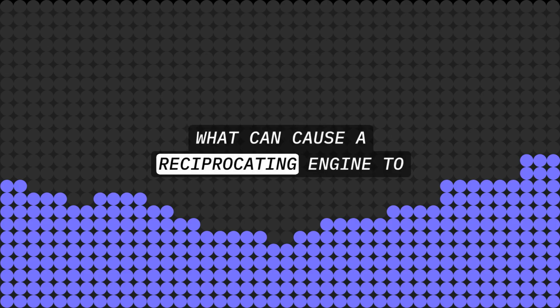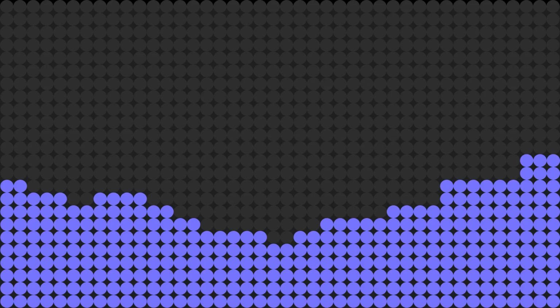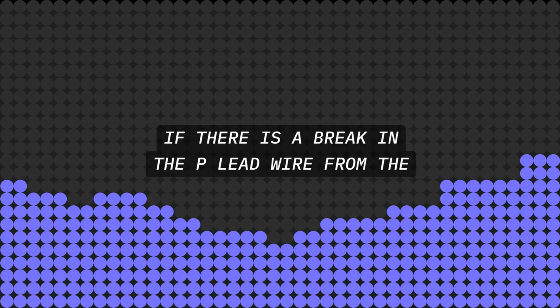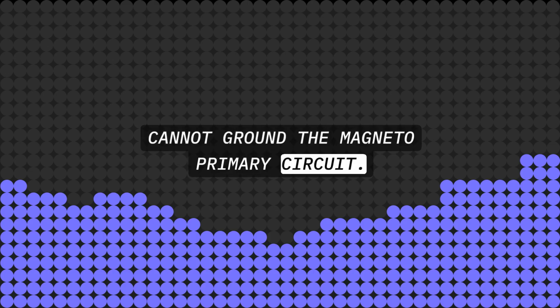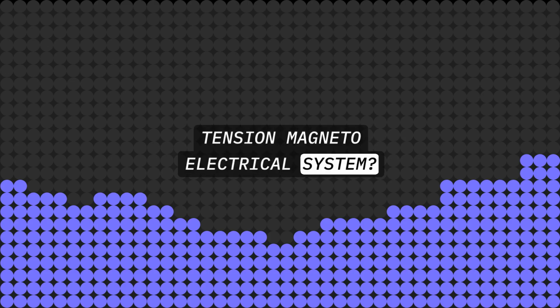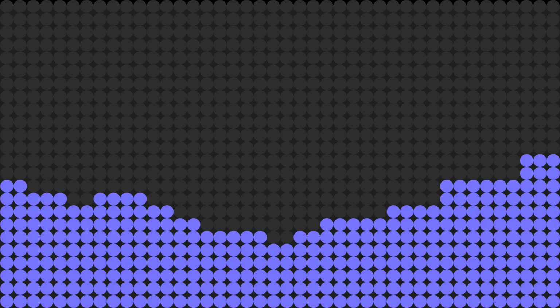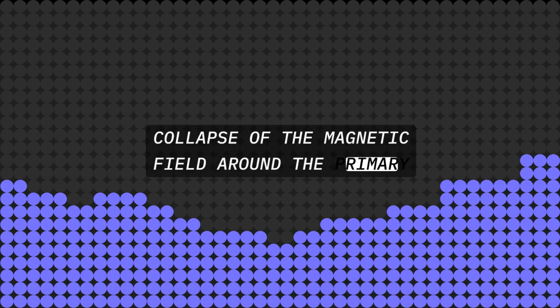What can cause a reciprocating engine to continue to run when the ignition switch is in the off position? If there is a break in the P-lead wire from the magneto to the switch, then the ignition switch cannot ground the magneto primary circuit. What is the purpose of the condenser in a high-tension magneto electrical system? To prevent arcing at the points and to hasten the collapse of the magnetic field around the primary coil.